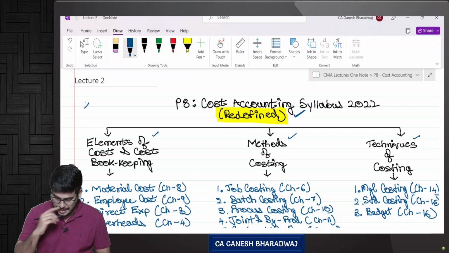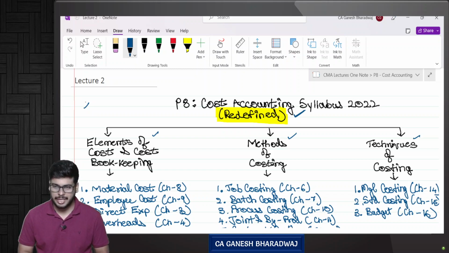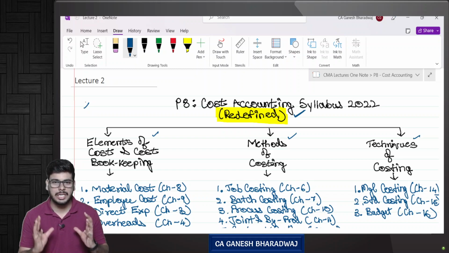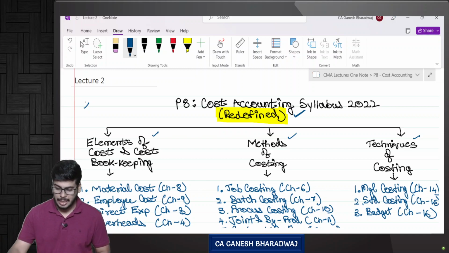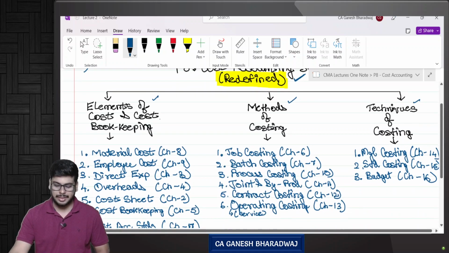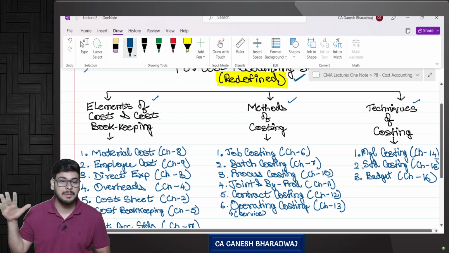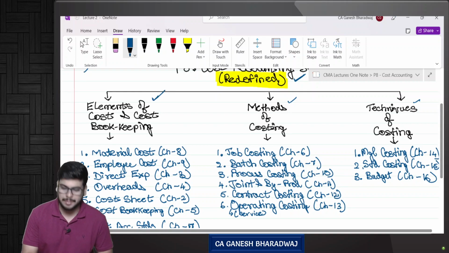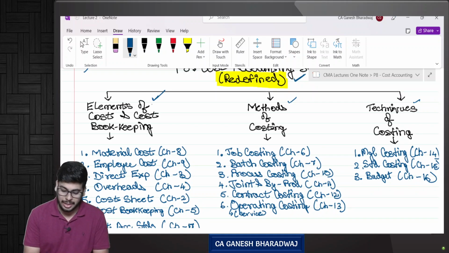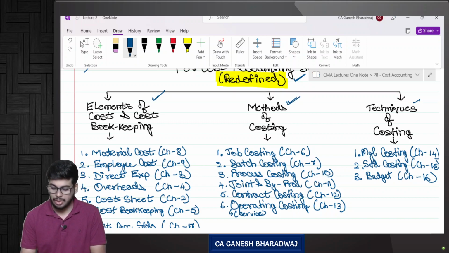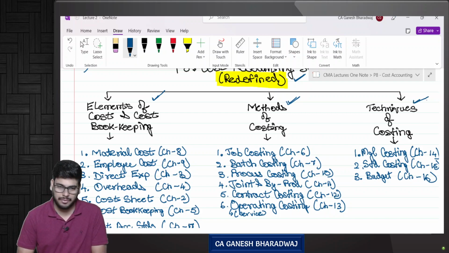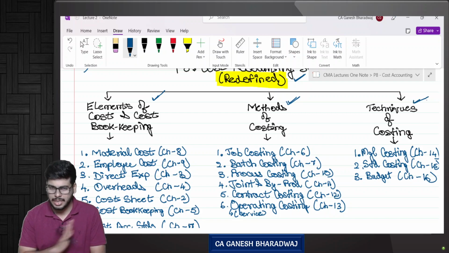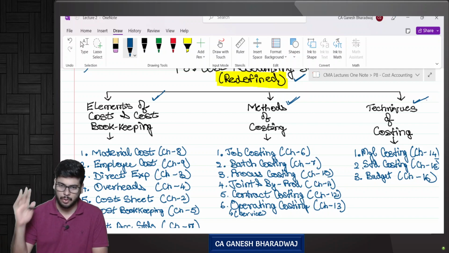Now let's get into the syllabus. I call this syllabus redefined because I want to give you a different perspective to the same set of 18 chapters that we are going to look at. These 18 chapters can be classified into three buckets. The first classification, I call it elements of cost and cost bookkeeping. The second one, I call methods of costing. And the third one is called techniques of costing. Patiently listen, no need to write down anything. All these things will be provided to you.